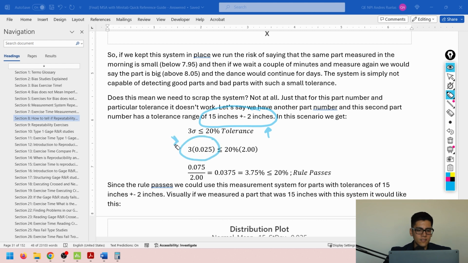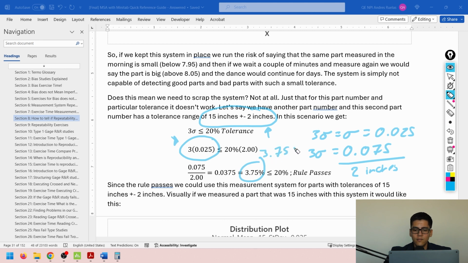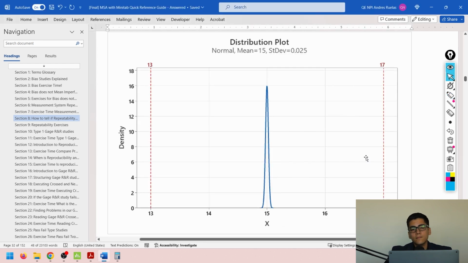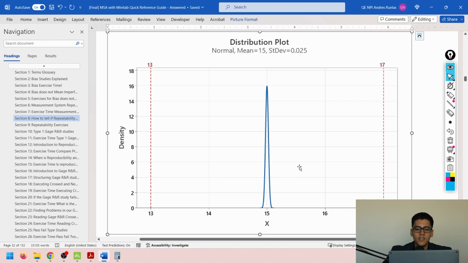The standard deviation of my system does not change. I'm still doing 3 sigma, with sigma being equal to 0.025. So 3 times sigma still equals 0.075. But now I'm dividing it by 2 inches. This system eats up 3.75% of the overall tolerance, and as such is adequate for measuring samples that are between plus minus 2 inches in tolerance. Visually, it will look something like this. A part that is 15 inches, the lower spec is 13, upper spec is 17. We do not run any risk of miscategorizing the part.